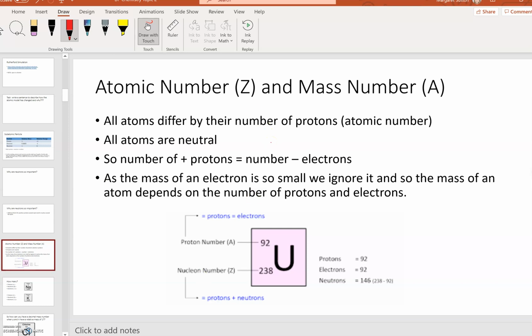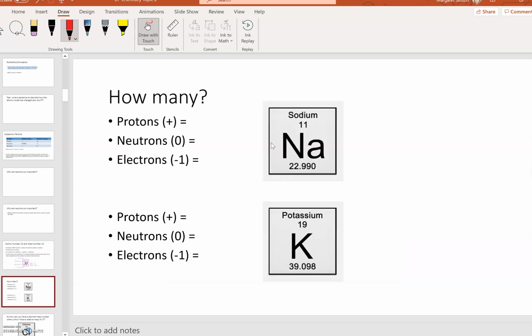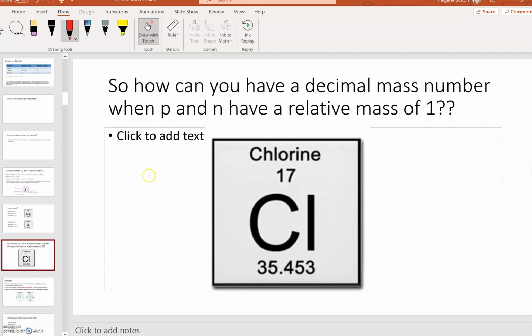Yeah, so we probably know that. If I got you guys to do these 2 examples here, you would tell me that sodium has 11 protons because its atomic number is 11. It's got 11 electrons because we know they're the same, and the number of neutrons would be 23 minus 11, which is 12. Oh my gosh, it took me too long. Here we've got potassium, atomic number 19, so 19 protons, 19 electrons, and 39 minus 19 is 20 neutrons. So hopefully that makes sense.